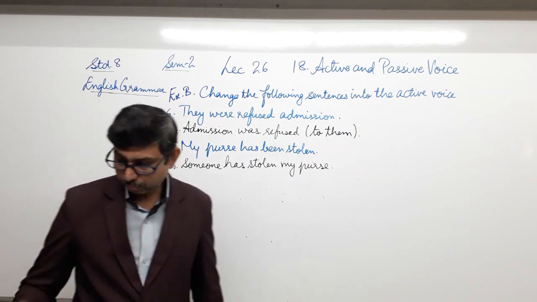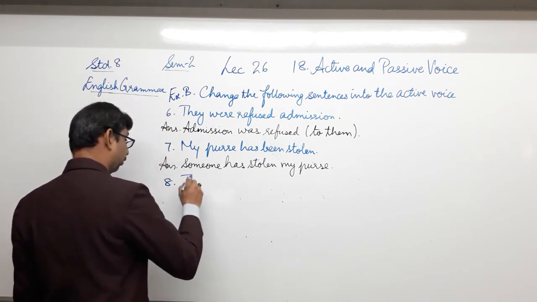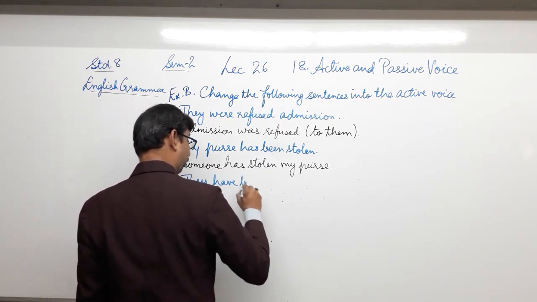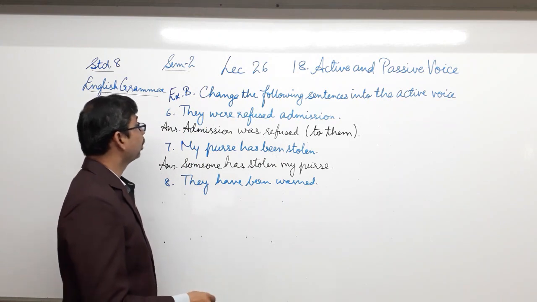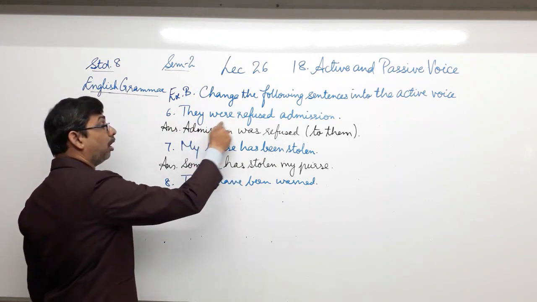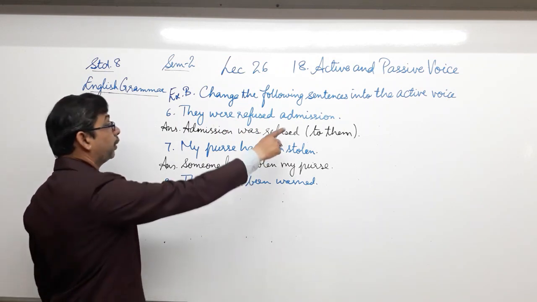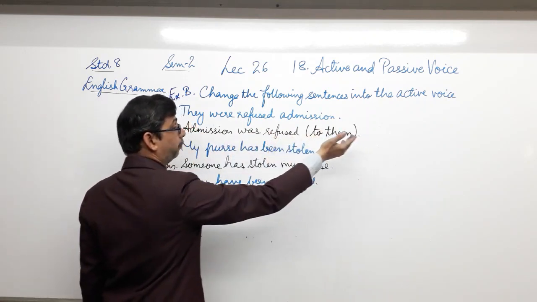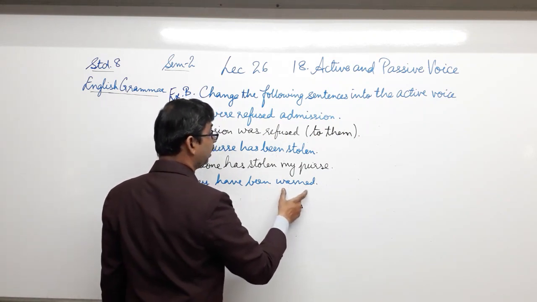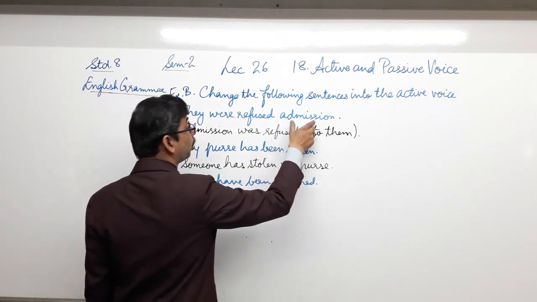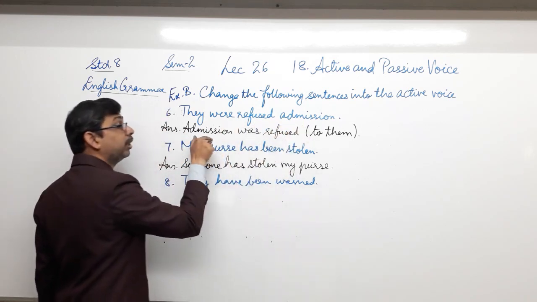Eighth one. They have been warned. Well, have a careful look at the sentence too. You may find it similar to the sixth one. They were refused admission and they have been warned. But yes, let me tell you there is a difference between the two. Here we wrote admission was refused to them. So here we are not going to do that act. We have they have been warned. So warned is the action doing word over here. Here admission was playing the role of a noun over here. Admission was the object which changed into the subject.